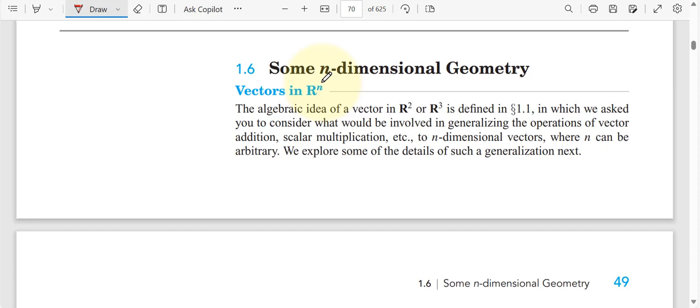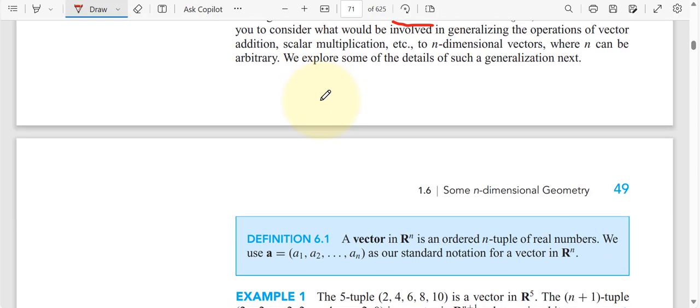Okay, and then they talk about some n-dimensional geometry. We have geometry for R2 and R3, but we already talked about the fact that now we have a concept of an angle for vectors in Rn. And what other interesting things can we do generally in Rn? We can sort of call it geometry in Rn. But anyway, first of all, what do we mean by a vector in Rn?